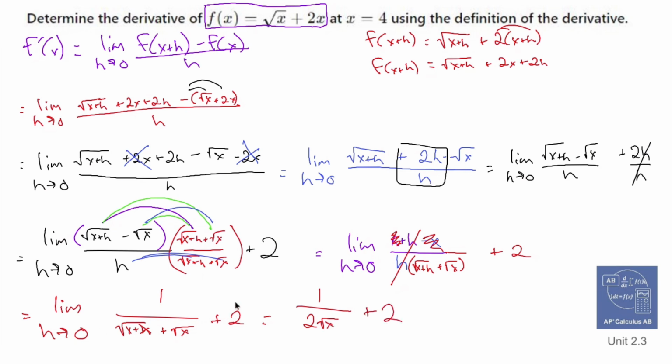When I plug in 0 for h, nothing happens. Not done quite yet though, because I have to plug in 4 for x. That's going to be 1 over 2 times root 4, plus 2, which is 1 over 2 times 2, so 1/4 plus 2 is 2 1/4. So kind of a messy problem. Not the prettiest problem in the world, but yeah, that's how you do it.